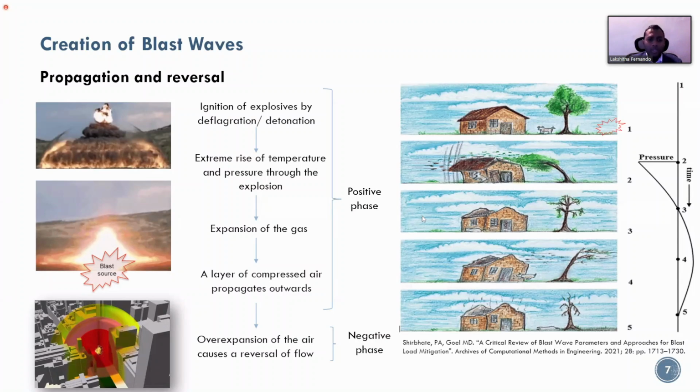Because of the overexpansion of the air, there can be a reversal of the flow, and this is what we call the negative phase. Now, this is an image I found on one of the recent publications. This kind of explains what I just explained, right?